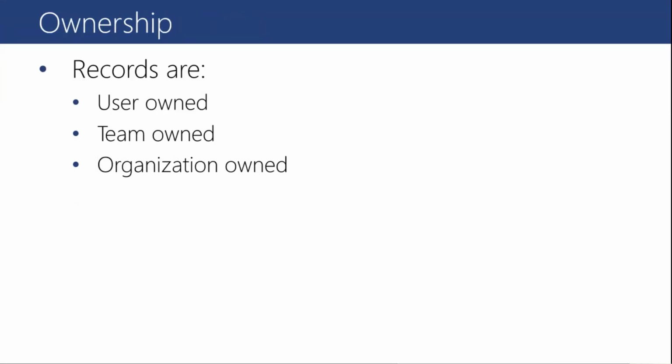So now we'll talk about ownerships. So far we were just talking about the features, the components, what was there. Now we'll talk about what drives the actual authorization. The mechanics are through ownership. So a record can have three types of ownership.